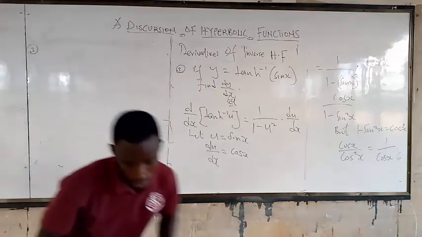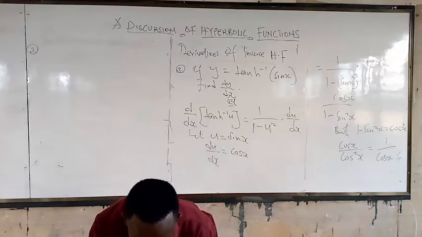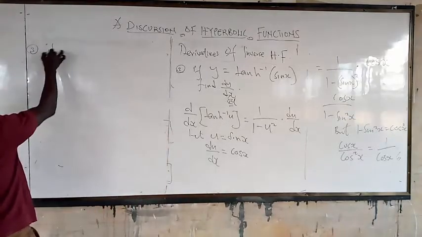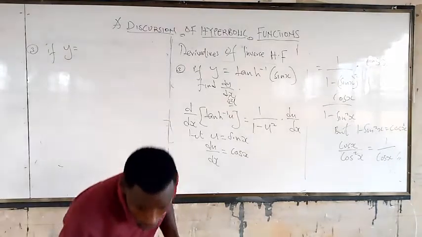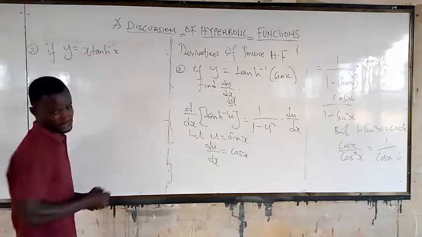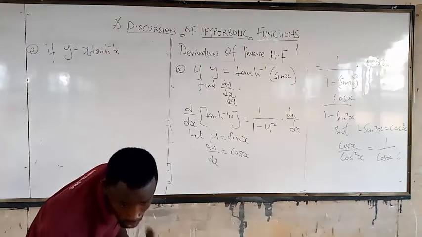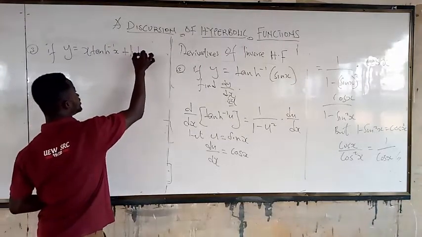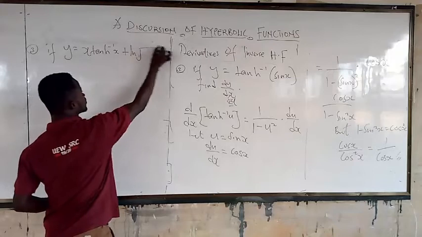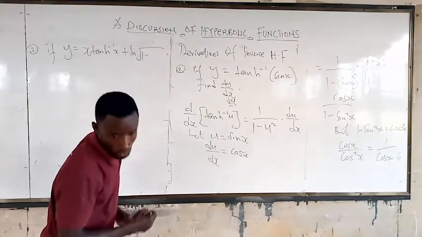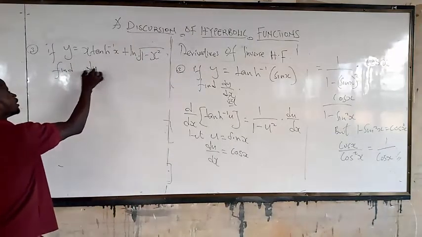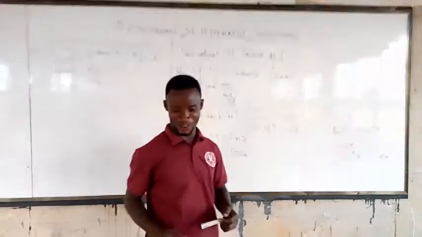Example 3. Okay, so in example 3, we have y equal to x times tan inverse of x plus ln of the square root of 1 minus x squared. Alright, and we have to find dy/dx.